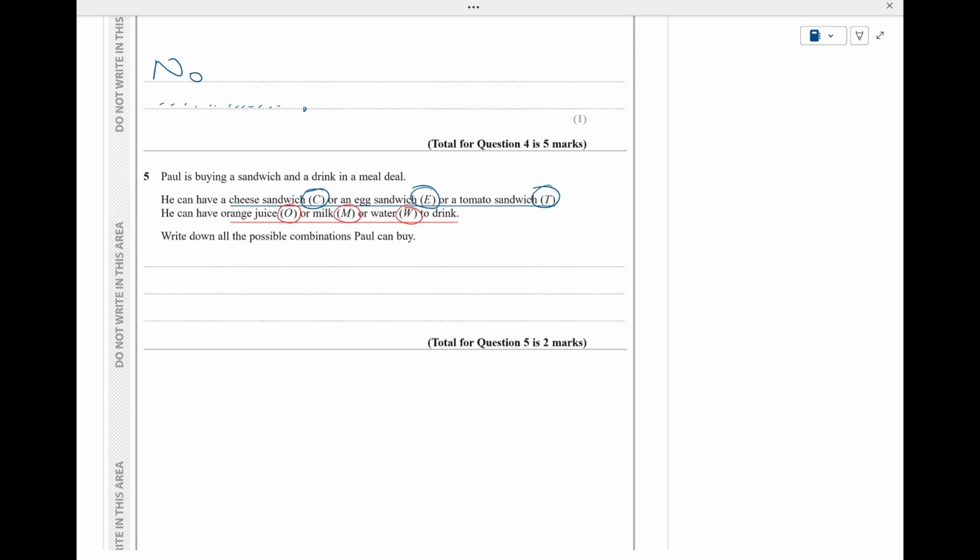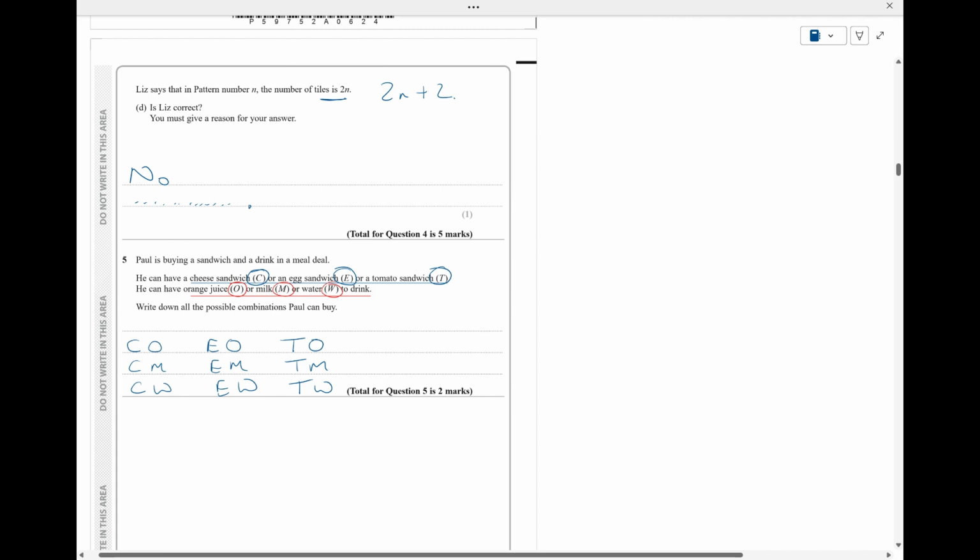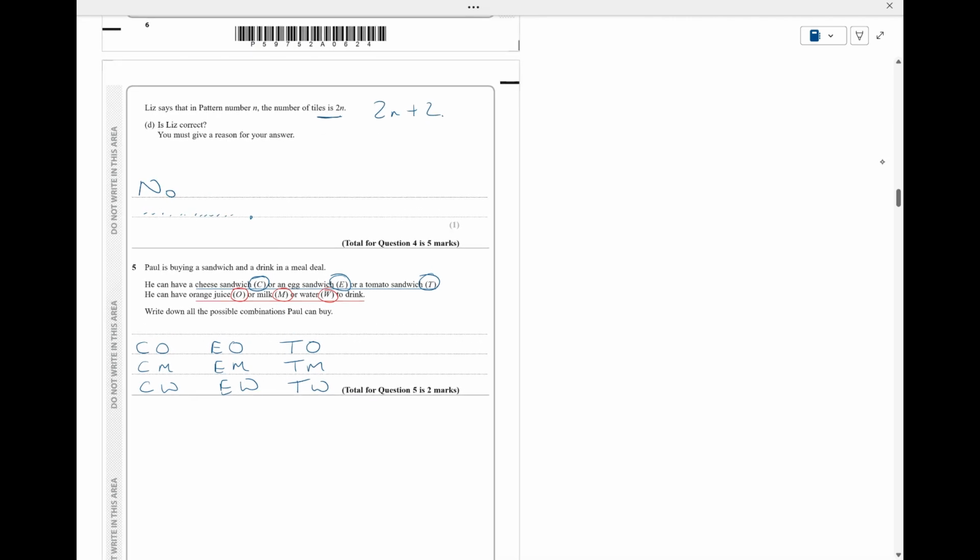Well, let's say he has a cheese sandwich, and then let's alter the drink. So cheese followed by orange, cheese with milk, cheese with water. That's all the cheese sandwich combinations. Egg sandwich with orange, egg with milk, egg with water. Tomato sandwich with orange, tomato sandwich with milk, tomato sandwich with water. Now, you haven't got to do it that way, but that way certainly works. And that's question 5 done.